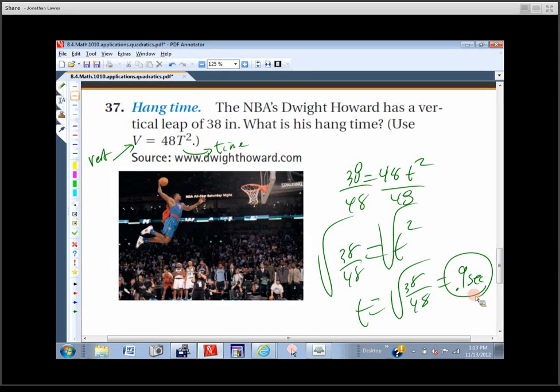Okay, so he's probably doing one of those dunks from the foul line or something. Still only in the air for about a second, a little less than a second. Okay, that's if he doesn't tuck his feet in a little bit. Okay, any questions? Okay, that is 8.4 then.